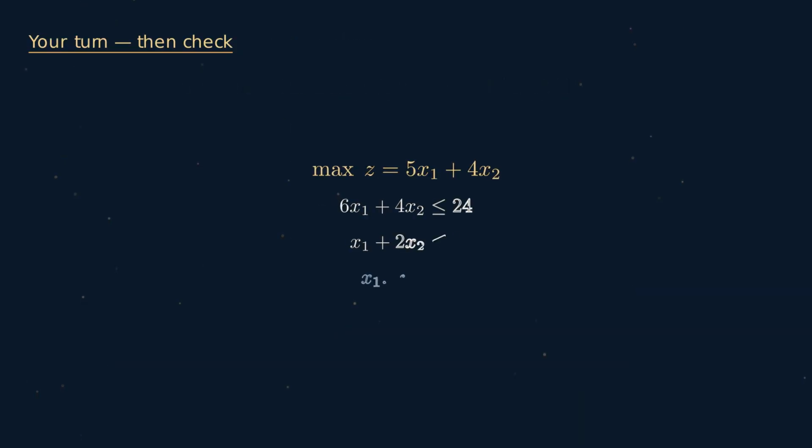Pause here if you want to try one yourself. 2 variables, 2 limits. Add the slacks, build the table, and pivot until the bottom row goes non-negative.